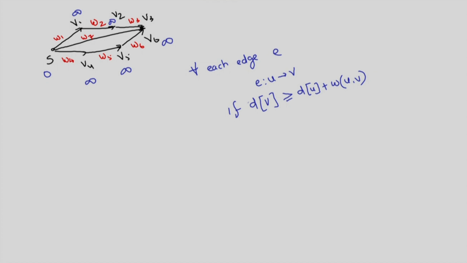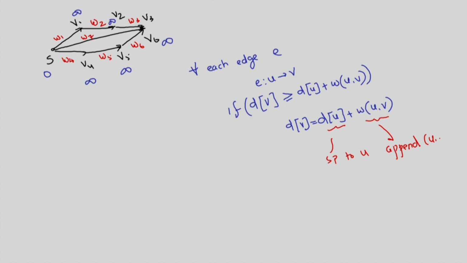If this is the case, then you update dV to this newfound shortest path, which says I am going to look at the shortest path to U and then append the edge UV to the shortest path to U. So this is the basic idea, and you are going to do this for every edge.